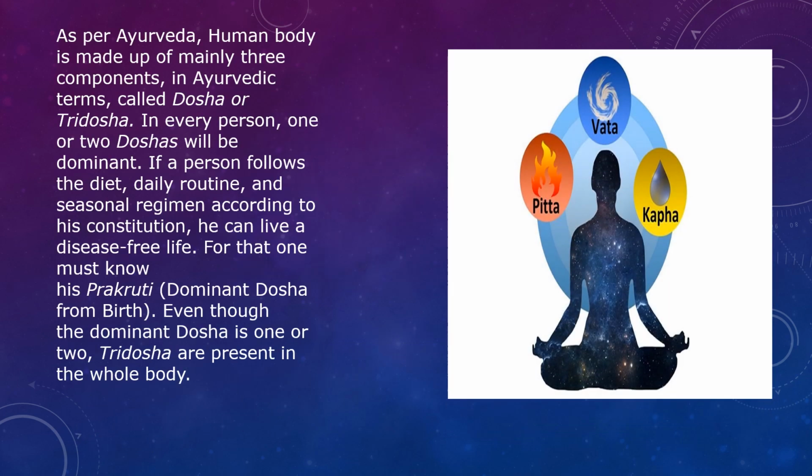As per Ayurveda, the human body is made up of mainly 3 components, called dosha or tridosha. In every person, 1 or 2 doshas will be dominant. If a person follows the diet, daily routine, and seasonal regimen according to his constitution, he can live a disease-free life. For that, one must know his prakriti, the dominant dosha from birth. Even though the dominant dosha is 1 or 2, tridosha are present in the whole body.